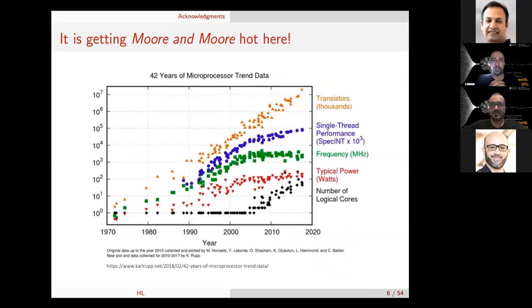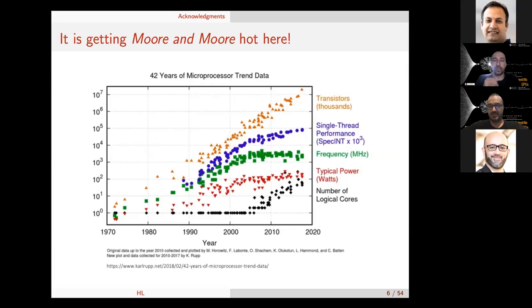So one thing that was really striking for library developers is to look at this 42 years chart of microprocessor trend data. We're looking at the years on the x-axis. On the y-axis, we're looking at various ingredients in your hardware, going from transistors, to single-thread performance, frequency, typical power consumption, and the number of logical cores. This chart is actually from 2018, and it's not really up to date, but the trend is there.